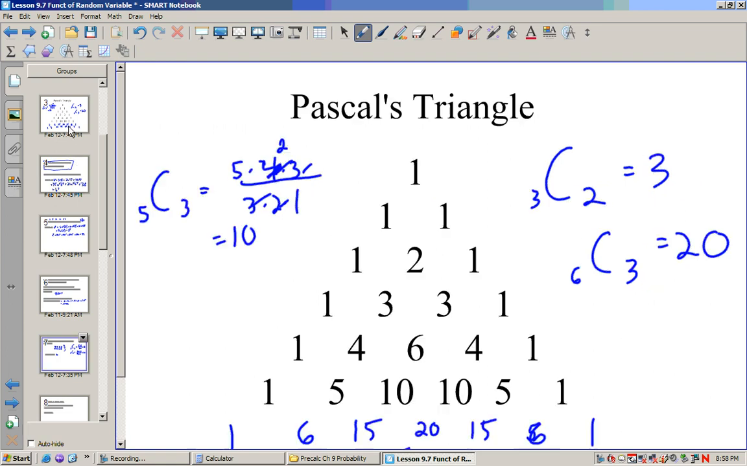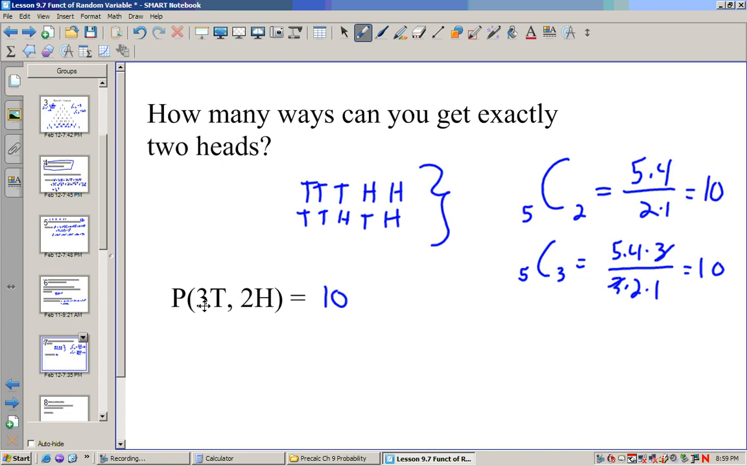And in the Pascal's triangle, see how it's symmetric? 5 choose 2 and 5 choose 3 will always be the same number. 5 choose 1 and 5 choose 4 will always be the same number. And it's precisely for this reason. So there's 10 different ways I can rearrange these.